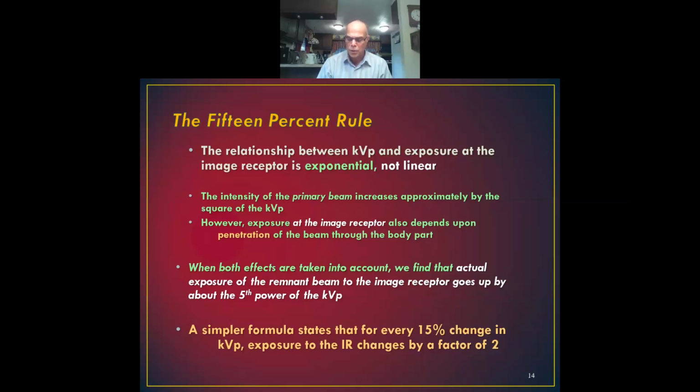It says a simpler rule of thumb conventionally used by radiographers is called the 15% rule. It states that a 15% change in kVp will change the exposure of the image receptor to the remnant beam by a factor of 2. Now, whether we're increasing or decreasing kVp depends on whether we're going to double or halve our exposure. I know this gets confusing, but it's really easy once we get into the math part of it.